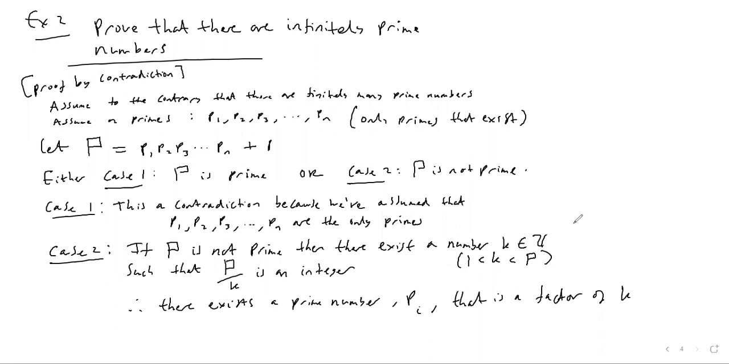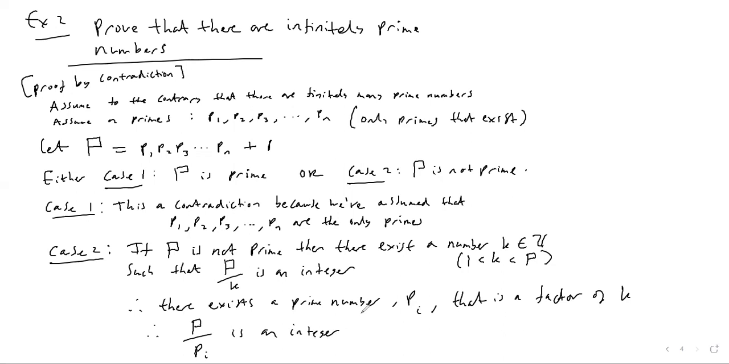So pick any positive whole number. There must be a prime number that goes into that number. So in this number K that we're dividing the capital P by, there must be a prime number that goes into it. So therefore, this capital P divided by this prime number must also be an integer. So that is also an integer.